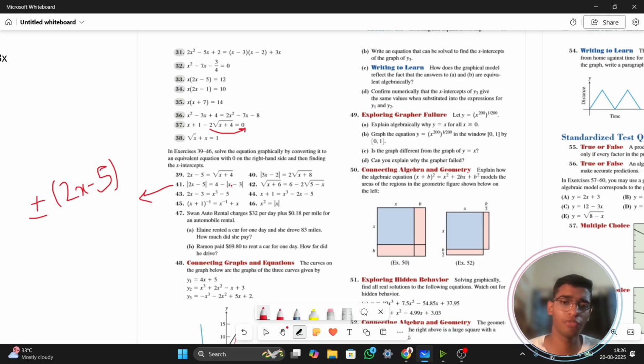Four cases would be found: plus 2x minus 5, minus 2x minus 5, plus x minus 3, minus x minus 3. So four cases, four different answers. You need to check and find all those. So this is how you are going to solve them.